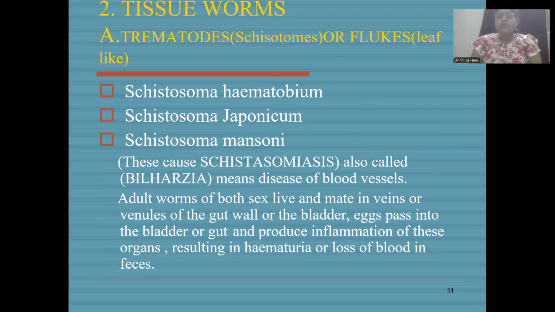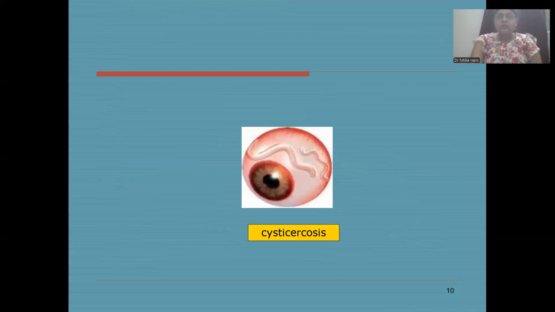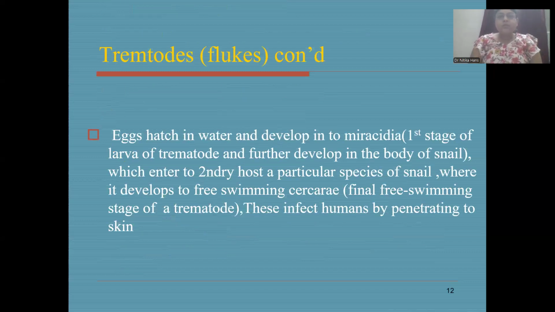Adult worms of both sexes live and mate in veins or venules of the gut wall or the bladder. They expand into the bladder or gut and produce inflammation of these organs, which can lead to hematuria and loss of blood in feces also. So these are the trematodes, which are also known as flukes.